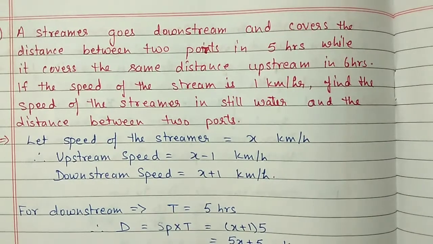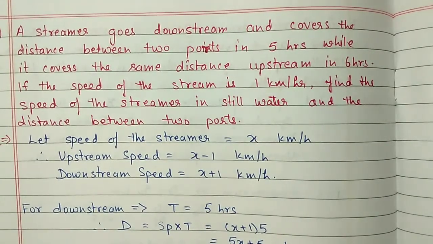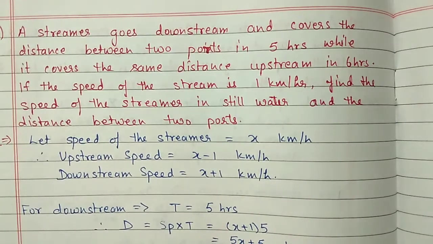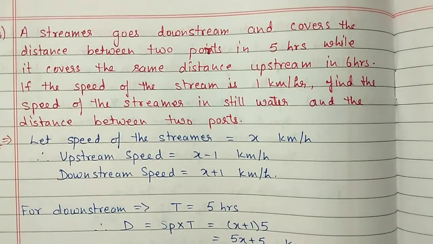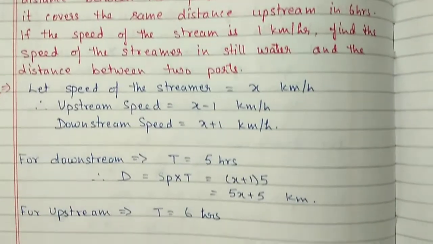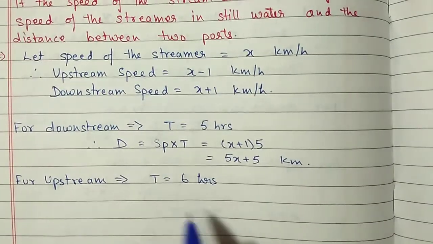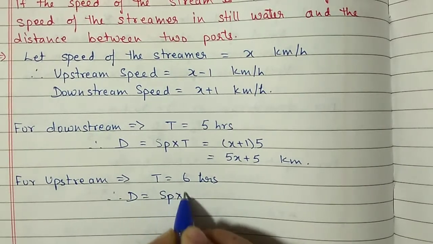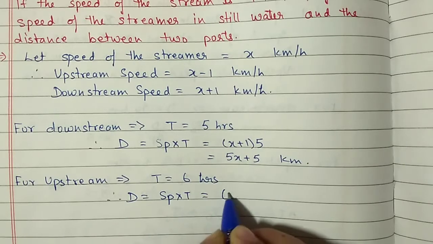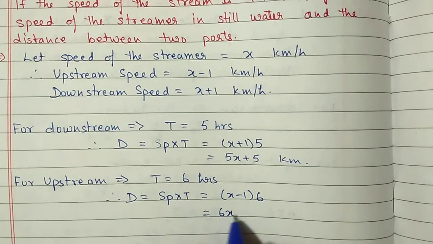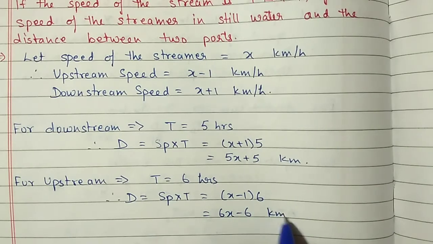Now the same thing we will do for upstream. For upstream the time is given, 6 hours. Because water and steamer are in opposite direction, it will take more time. Therefore distance is speed into time, and for upstream speed is x minus 1 and time is 6 hours. So 6x minus 6 kilometer.